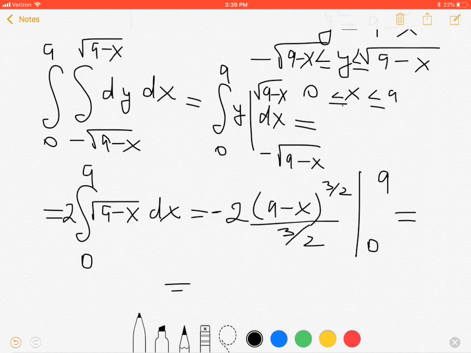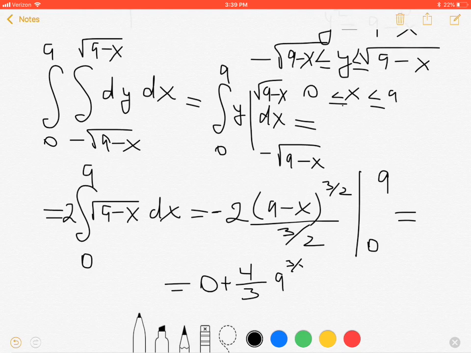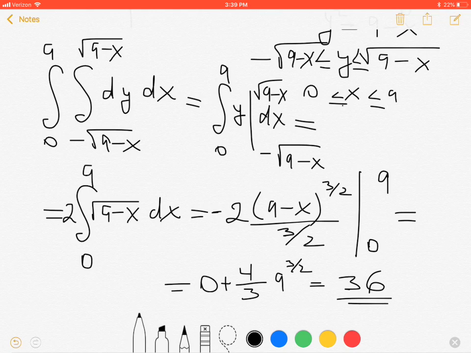If you plug in 0, it will be 0. If you plug in 9, it will be 0. If you plug in here, it will be plus 4 thirds, because it's negative, this means plus. 9 to the power 3 halves gives us 27, and 4 thirds of 27 is 36.